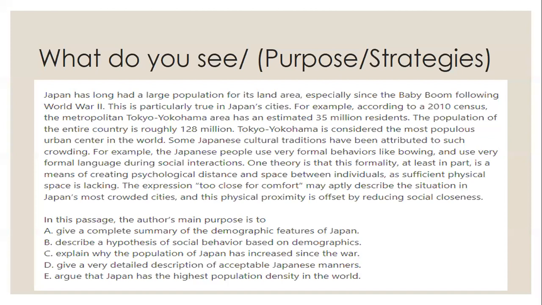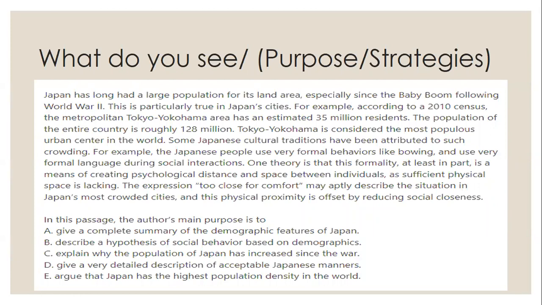What's the purpose? I think it's E. Did you say E as an egg? Yes. Okay. Anyone else? Well, go ahead and explain why. Because of the topic sentence, it sounds like it's talking about overpopulation. Mhm. So that I think is the giveaway. And they are just talking about how their social behaviors are responsible for the overpopulation. So that's why I chose E. Okay. Argue that Japan has the highest population density in the world.